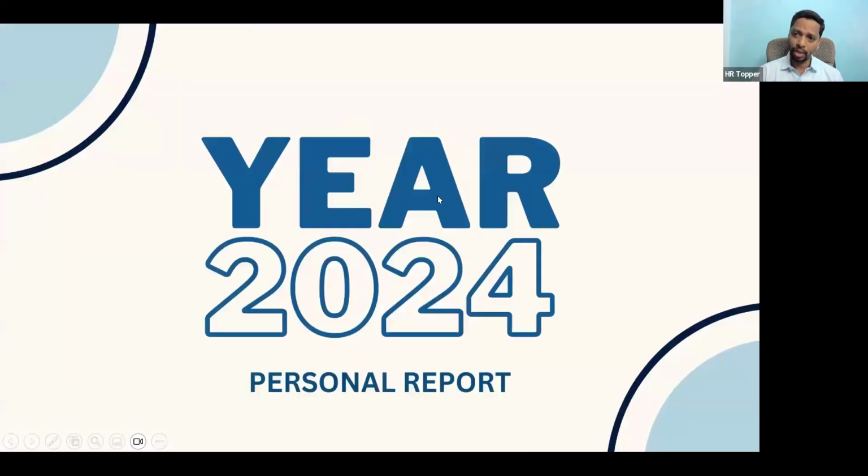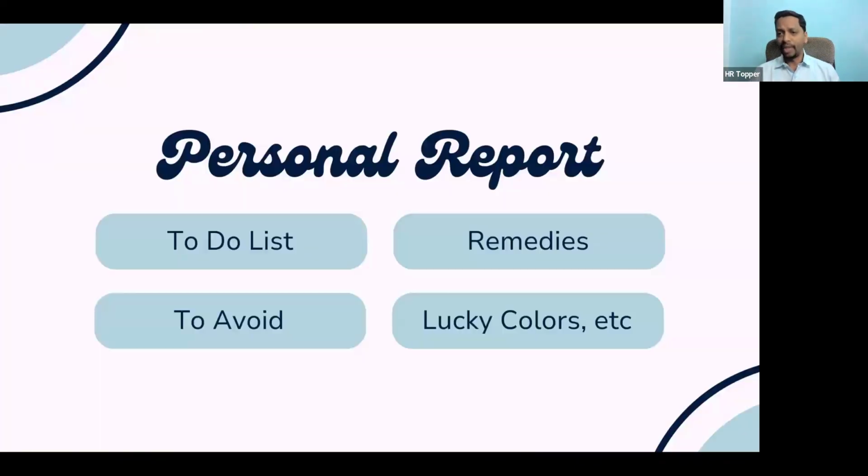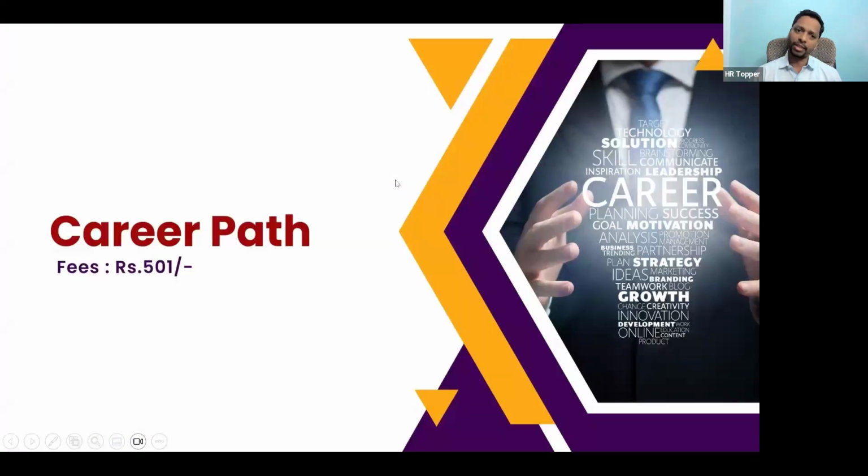Second, what you're going to get is your personal year report for this year, 2024. I will give it to you, of course verbally only, what you have to do and what you don't have to do, along with the remedies, your lucky color and everything. Your career path, which I have already started.